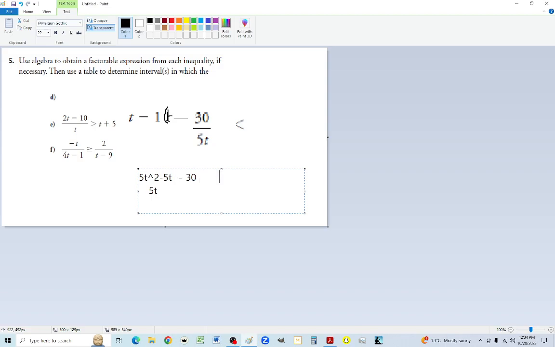Now, I have to come up with a number that multiplies out to minus 5 times minus 30, minus 150, but adds up to minus 5. So they're going to be very close together. 3 and 50 is not close together. So we're talking about close to the square root of this, which is 12. So we're talking about 10 and 15. Yeah, looks like minus 15, positive 10.